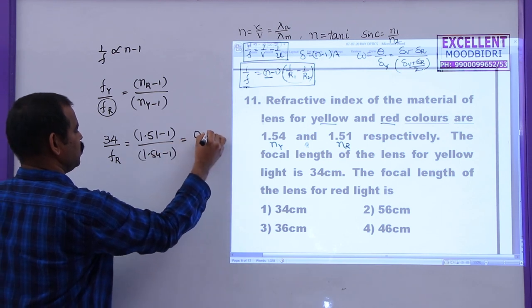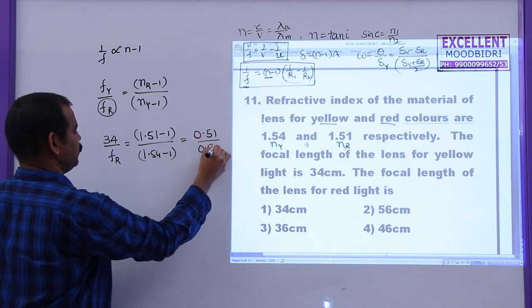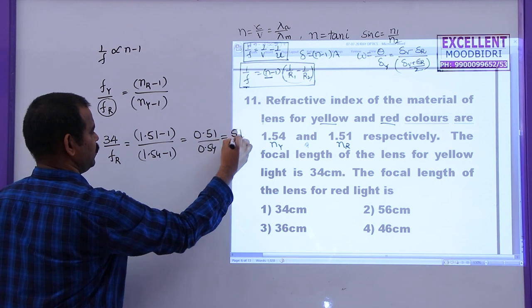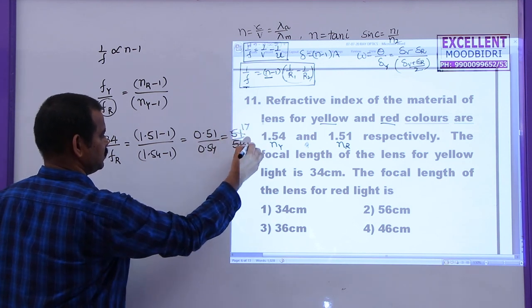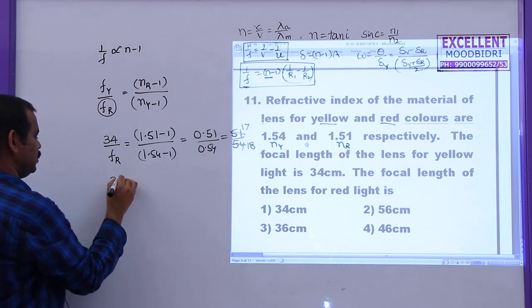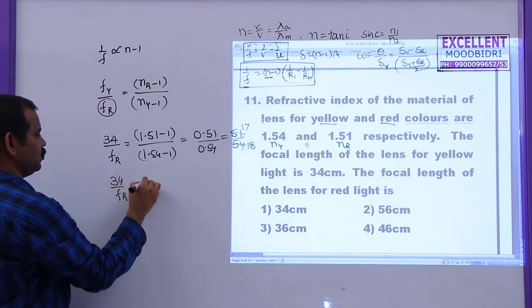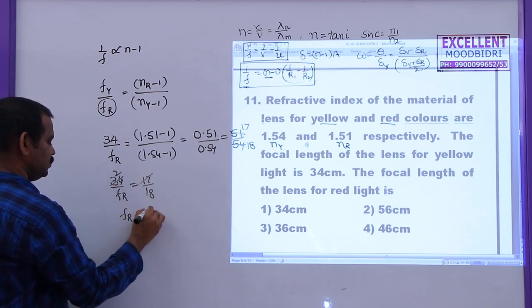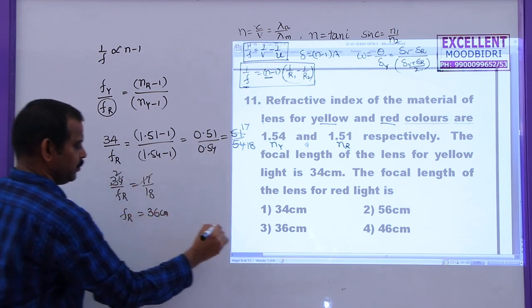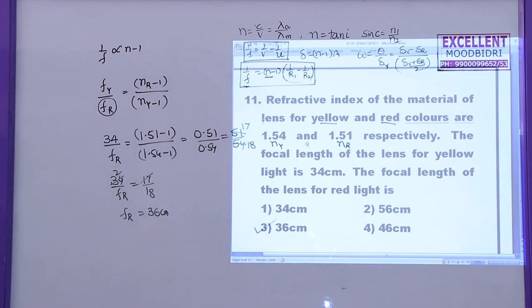So this will be 0.51 by 0.54, or you can write 51 by 54. So this is 3 17s, so 3 18s. So 34 by f_r is equal to 17 by 18, 71 and 72s. f_r is equal to 36 centimeters. Option 3 is correct. 12th one.